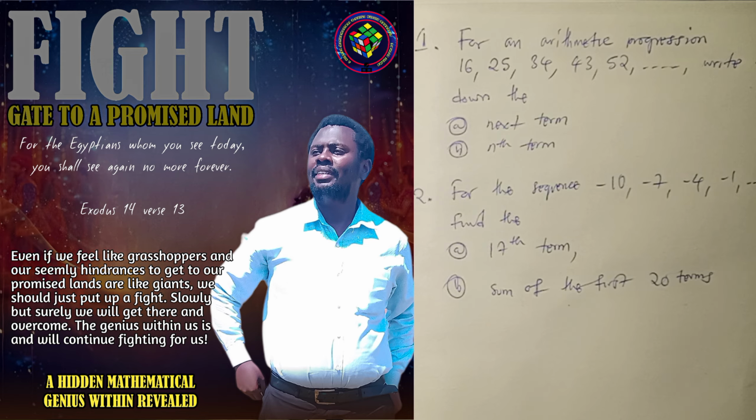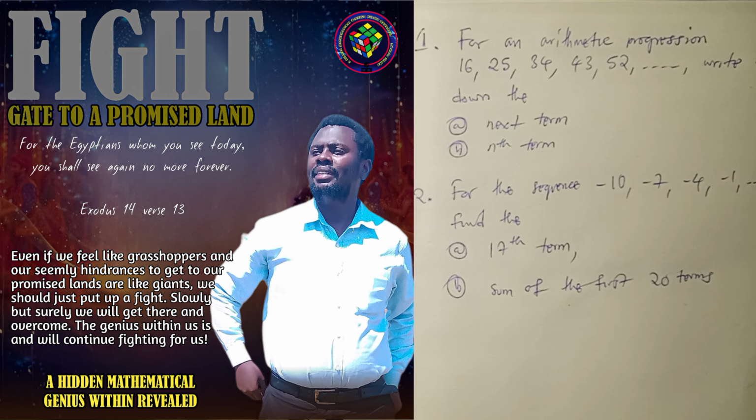Today we'll talk about arithmetic progression. So what is arithmetic progression? Arithmetic progression is a progression where there is a common difference between consecutive terms. If you have a sequence of numbers, there must be a common difference. What does it mean, a common difference between consecutive terms?